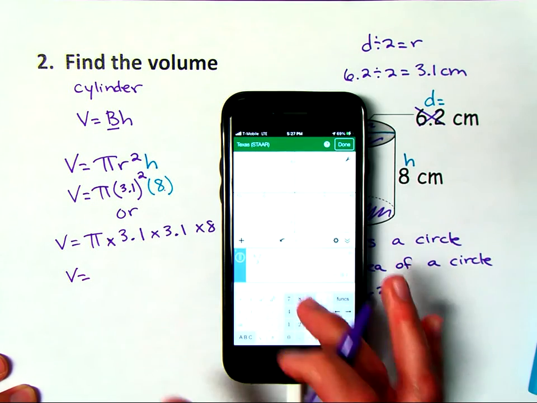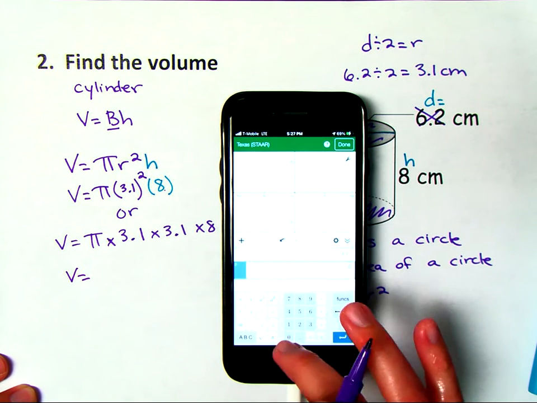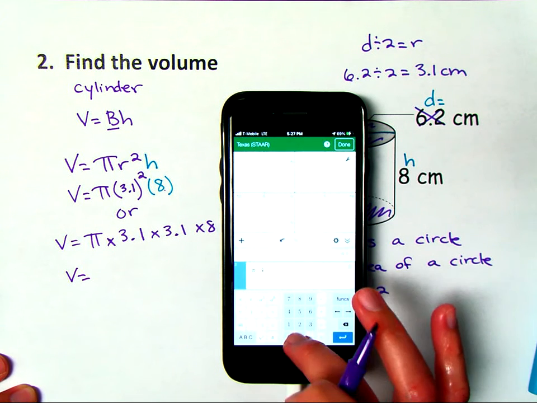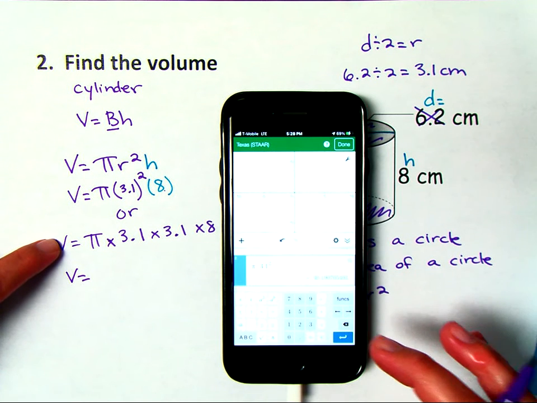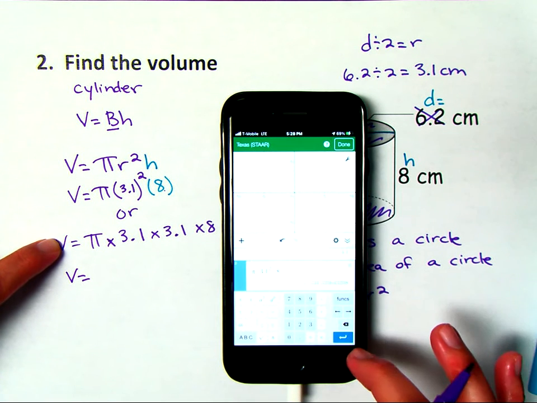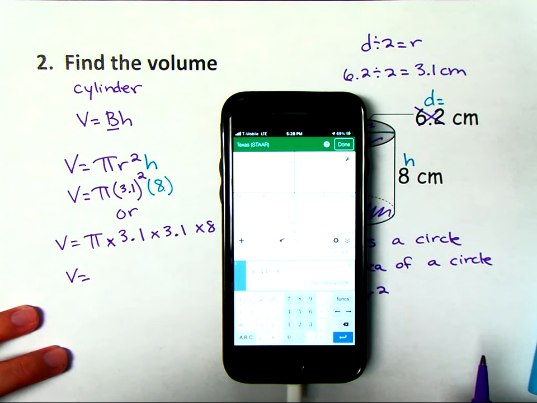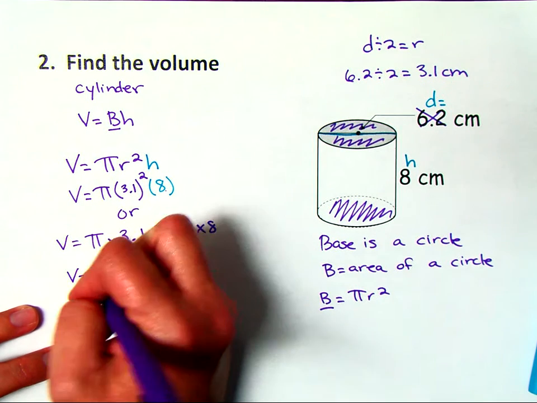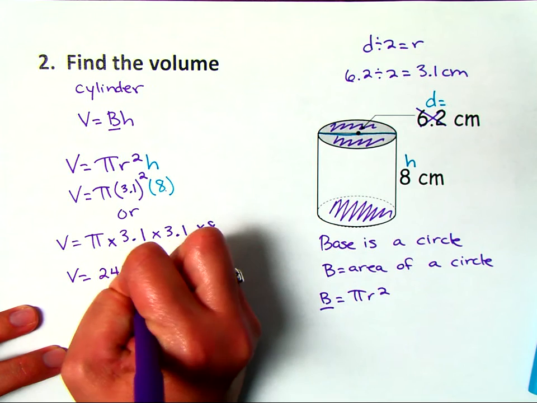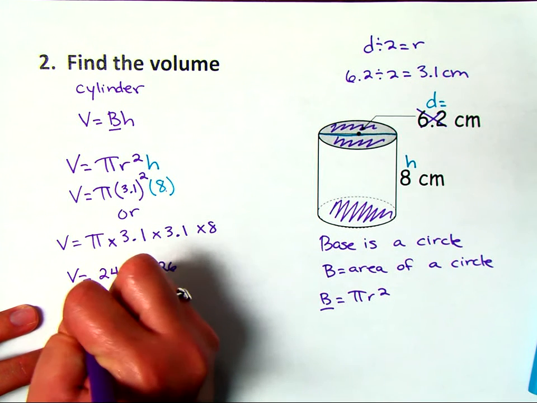Okay? So let's go ahead and see what you get. So we're going to say pi times 3.1 to the 2nd power, or pi times 3.1 times 3.1 times 8. And you should get 241.525643208. But we're going to round to the nearest thousandths. So that should give us 241.526. Got ahead of myself.